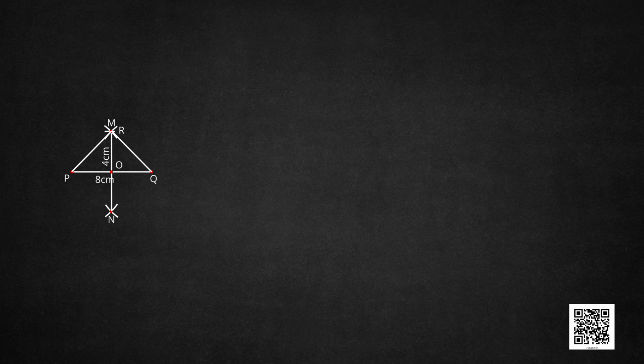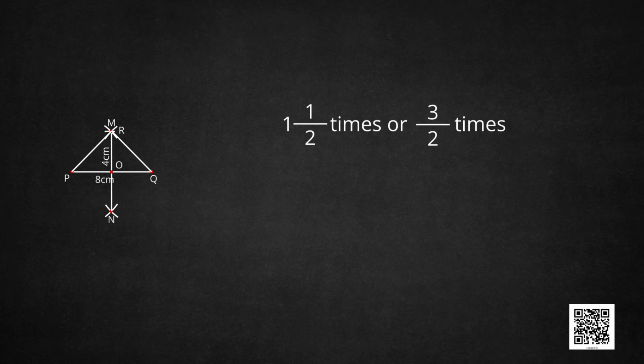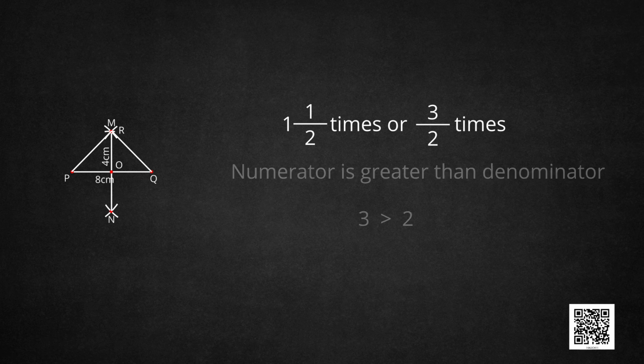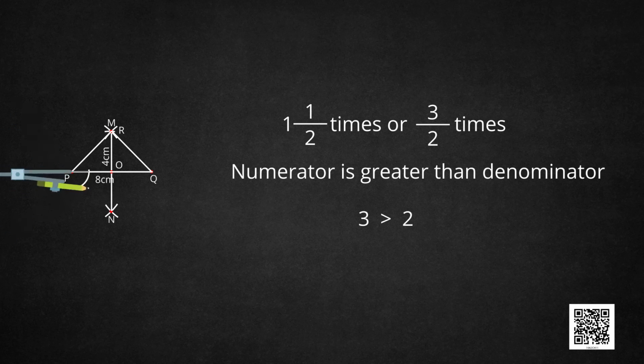Now we have to draw another triangle whose sides are 1.5 times or 3/2 times the sides of this triangle. Here the scale factor 3/2 is such that the numerator is greater than the denominator. So we will get a triangle which is bigger than the original triangle. For this we will draw an acute angle, say of 60 degrees at point P, namely angle QPX.